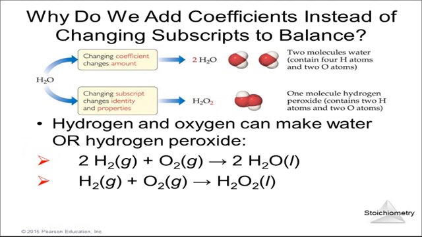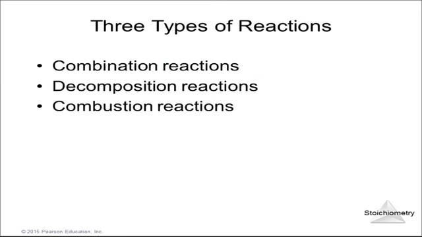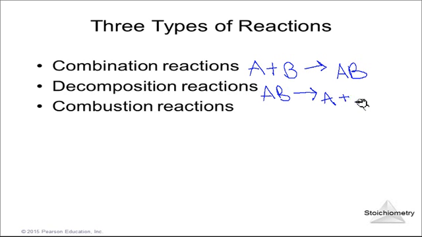Okay, so there are 3 types of reactions you need to concern yourself with. The first are combination reactions. You may recognize them in their generic form, where we have 2 smaller things like A plus B coming together to form a larger compound like AB. We have decomposition reactions, which are basically the opposite of this, where I have a larger compound decomposing, like think of a fungus, into its constituent atoms. So for example, AB breaking into A plus B.